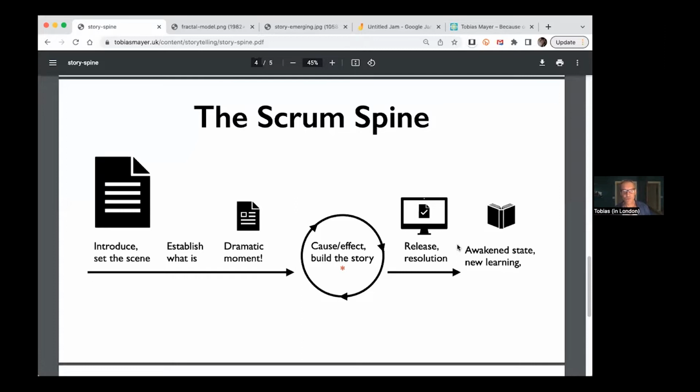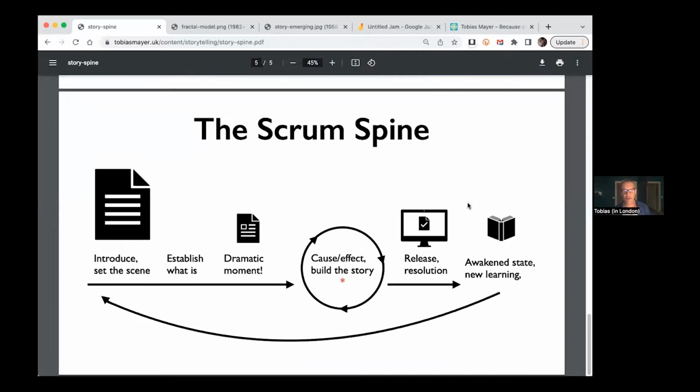Of course, there's one thing missing here. So in the next picture, I put it in, which is that second feedback arrow. So where does that learning go? It has to go somewhere. In our case, it goes back to the backlog and back to the process. So we've got new learning, awakened state, new learning, and that new learning helps us to improve the backlog and improve the way that we work as well. And so we go around again. So what we've got there using the story spine is a narrative structure for the Scrum sprint itself. Now we can look at that in a little more detail.